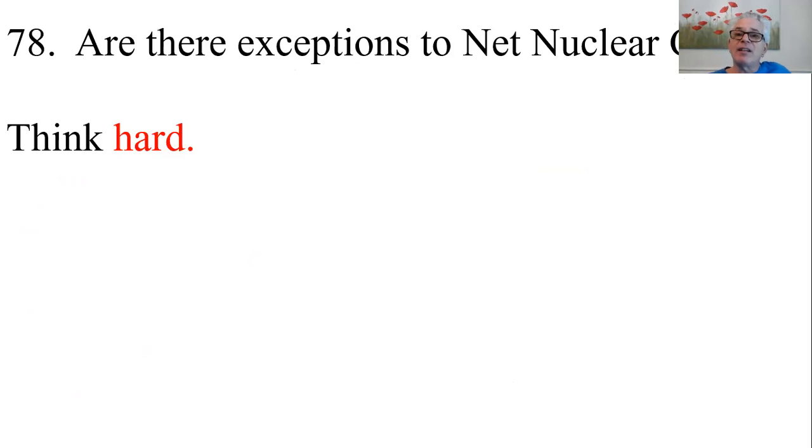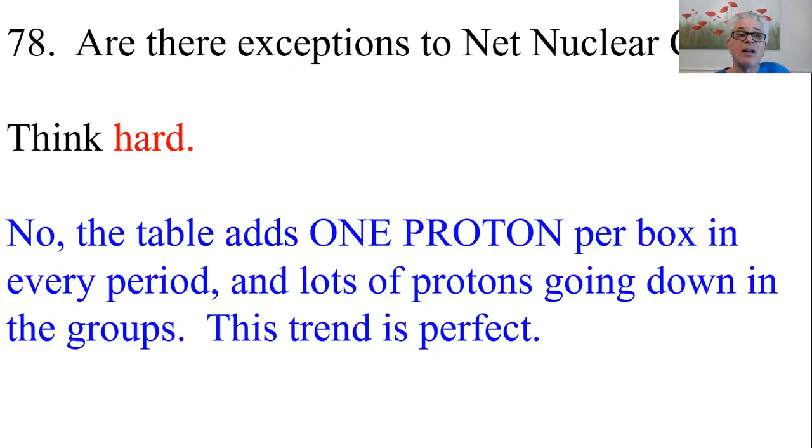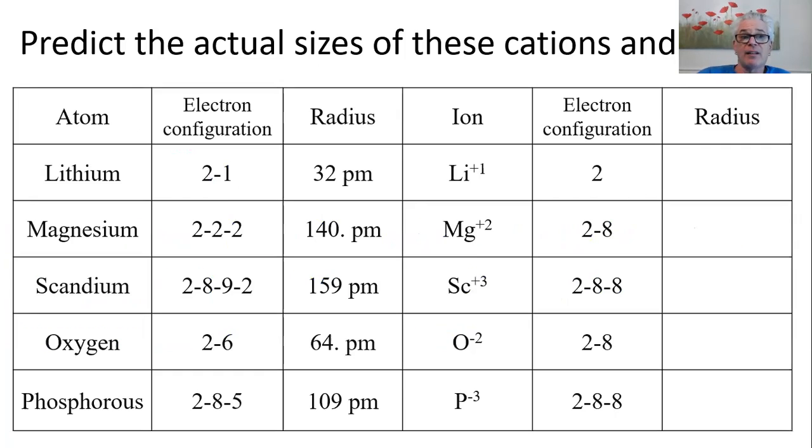Now, are there exceptions, for instance, to the net nuclear charge? Think hard. What is net nuclear charge? The net charge of the nucleus of any atom, which includes the sum total of all the protons with a positive sign because the neutrons don't count. No, going across the table, 1 proton is added per box, always, that's how the whole table's set up. And going down a group, there's lots of protons added because they don't get added one at a time going down. You're adding them 8 or 18 at a time. They get much, much more. So that trend is perfect.